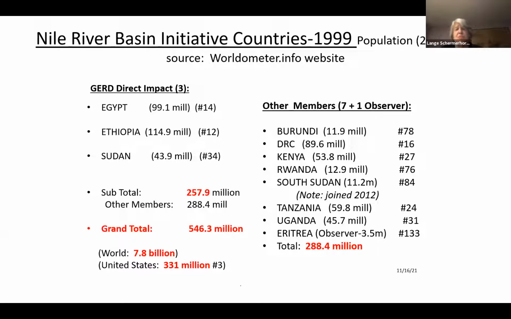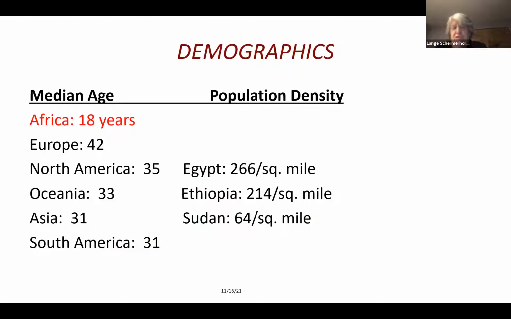Now, one of the very important demographics to keep in mind for Africa is median age. In Africa, the median age, meaning half of the population is above and half below, is 18 years, contrasted with, as you see, Europe, North America, Oceania, Asia, and South America. That's a tremendous differential, and it means there's a tremendous youth bulge looking for jobs, advancement, food, all sorts of things.